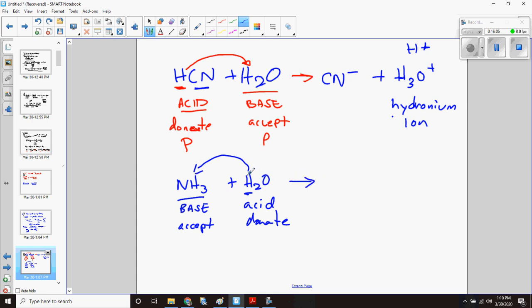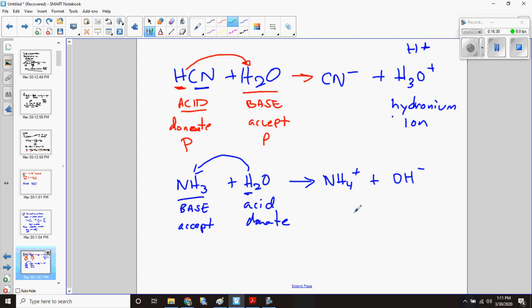If the proton comes off of water and goes over here, I have to end up making NH4 plus 1, plus what's left over after water gets rid of a proton, a hydroxide ion, OH minus. All right, great. Now, take a minute and let's look at both of these.